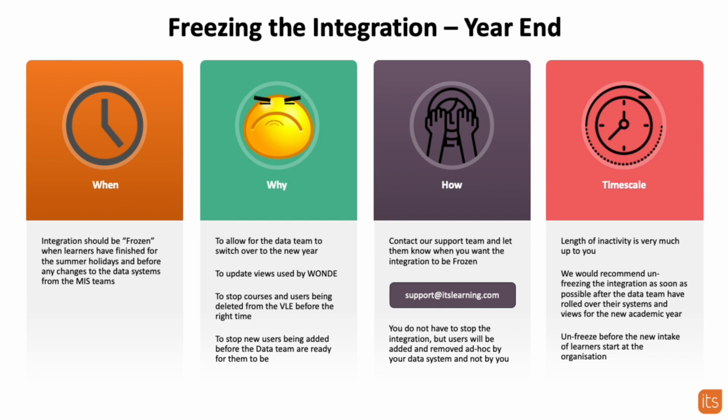A few more reasons here: to update the views used by Wonde. Sometimes these views have years or academic years specified, and we might need to change that year over to the new one, which means we need to speak to Wonde and let them know we're doing that. We need to stop courses and users being deleted from the VLE before the right time. Again, learners have to finish their work before we start this process, because if they are deleted or moved, they could lose access to that work. That's not something we want to happen.